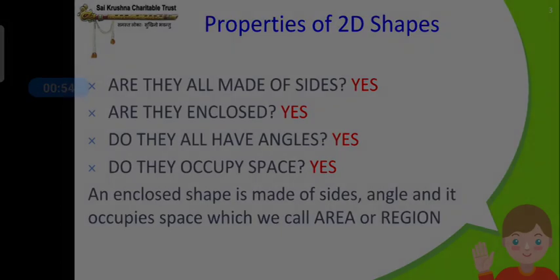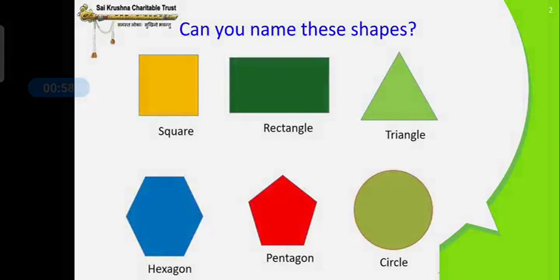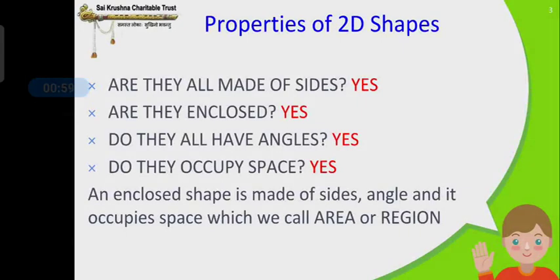So are they all made of sides? So you have seen the diagrams here? Yes. So do they have sides here? Yes or no? Yes. So they are made up of sides. Are they enclosed? Is it closed? Yes, it is a closed figure. Do they all have angles? Yes, of course they have angles. And do they occupy space? They will occupy some space, right? Yes. So for all these questions, the answer is yes. So an enclosed shape is made of sides, angles, and it occupies space, which we call area or region.